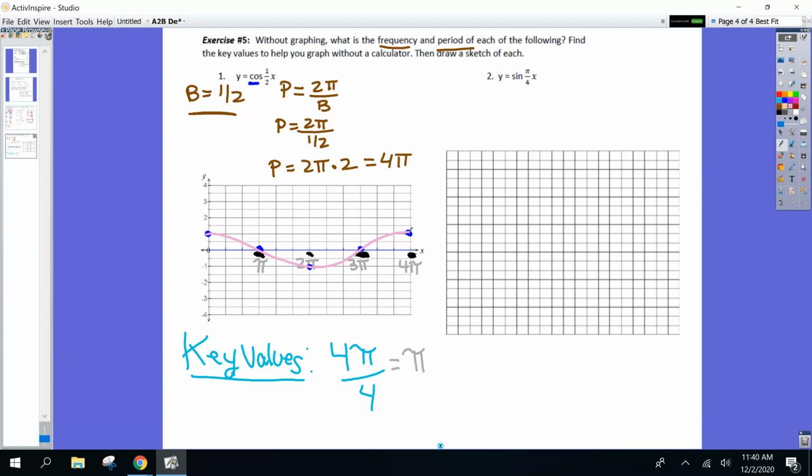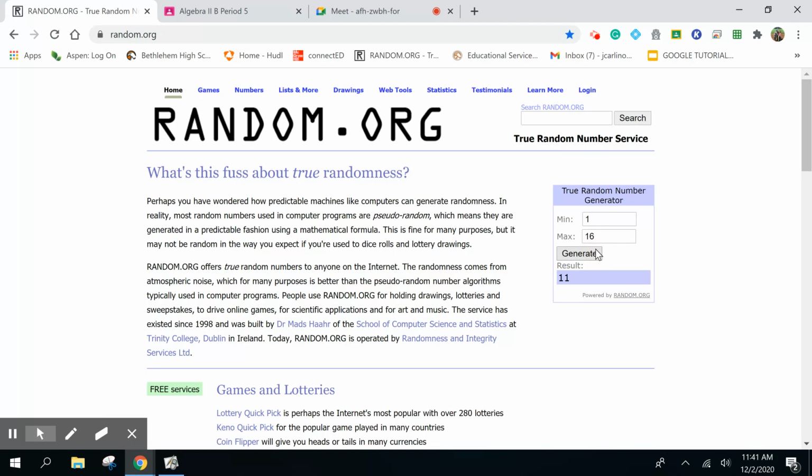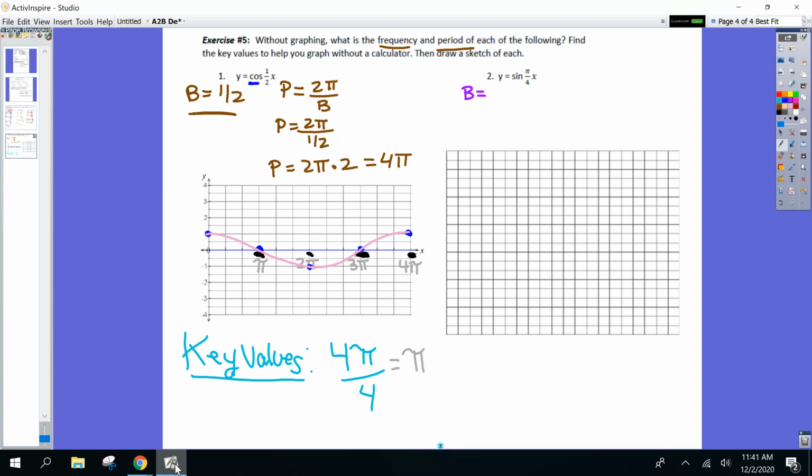Last one. Let's go. B value first. What's the B value up here? Who's got this now? Feel like we're in a good spot right now. All right, Liz, here we go. A little redemption. What's my B value? Pi over 4. Good job. Remind me one last time today. What's the period formula? 2 pi over b. Yep.